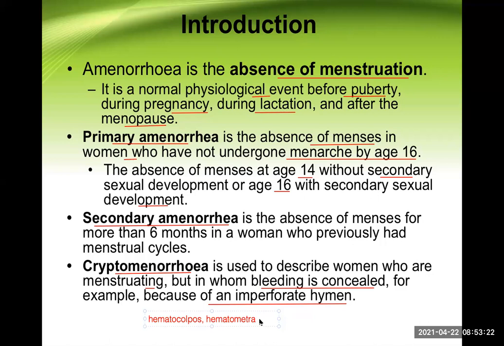So after the diagnosis, treatment is very easy. You just give a cruciate incision to the hymen. You just open that hymen or remove that hymen, and a large amount of collected blood will come outside. And from the next menstrual cycle, everything will be fine. This is known as cryptomenorrhea.